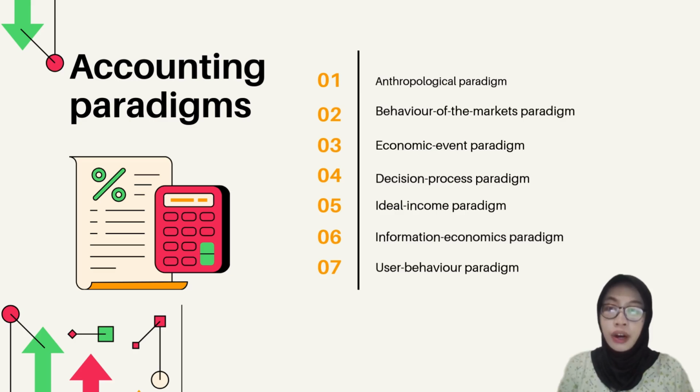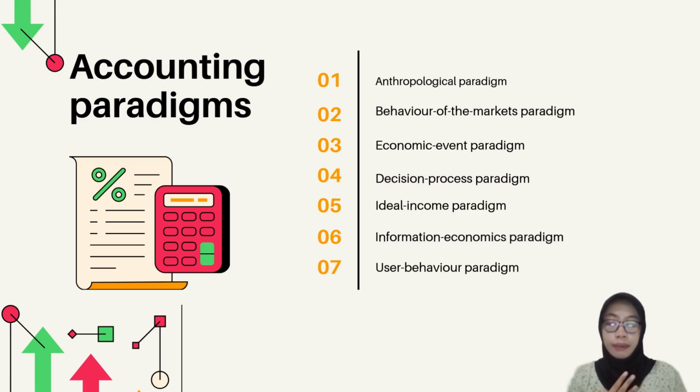Second is the behavior of the market paradigm. This paradigm focuses on market behavior and how accounting information affects the decisions of market participants such as investors and creditors. The third is the economic event paradigm. This paradigm views accounting as a system of recording and reporting economic events that affect the financial position of an entity. The fourth is the decision process paradigm. This paradigm places accounting as a tool in the process of making economic decisions, both by internal management and external parties.